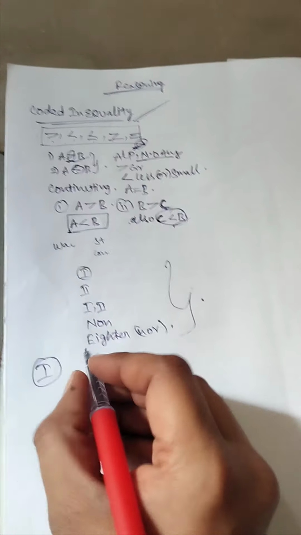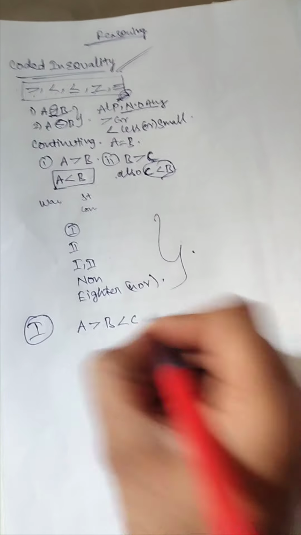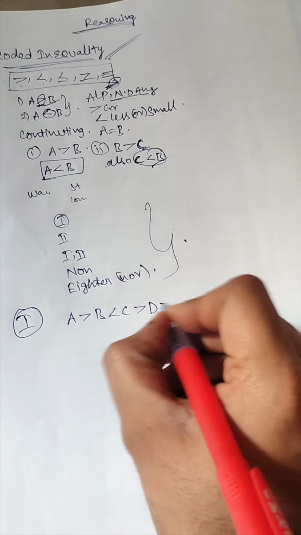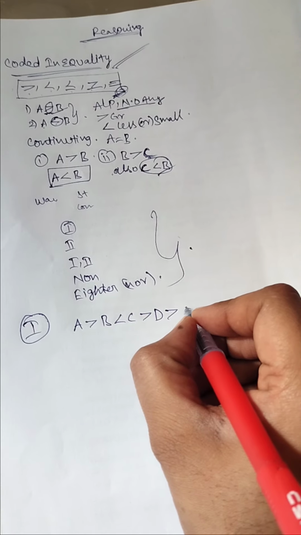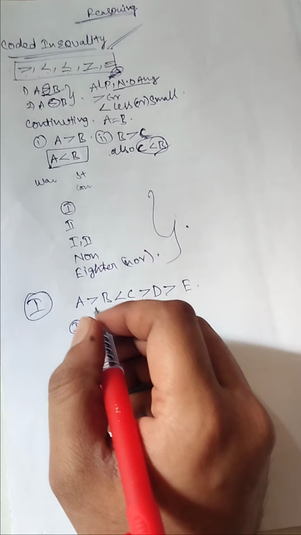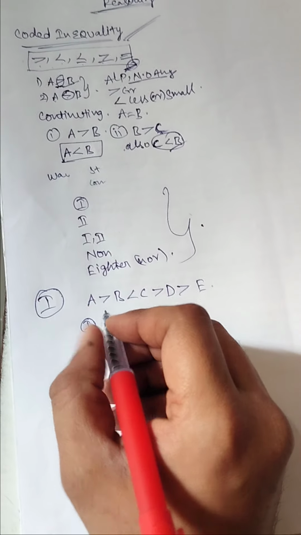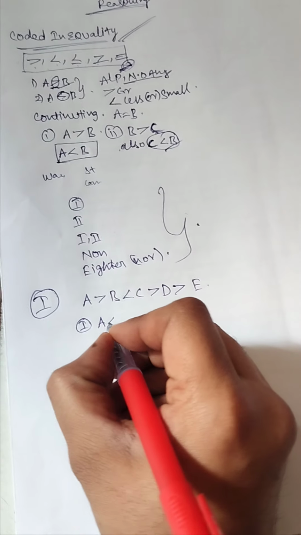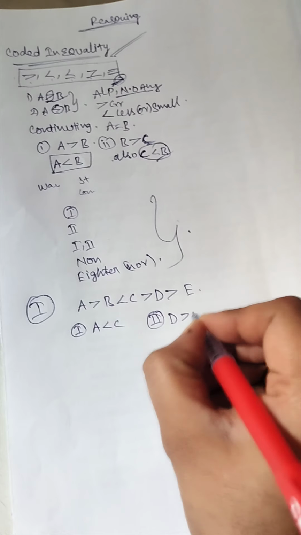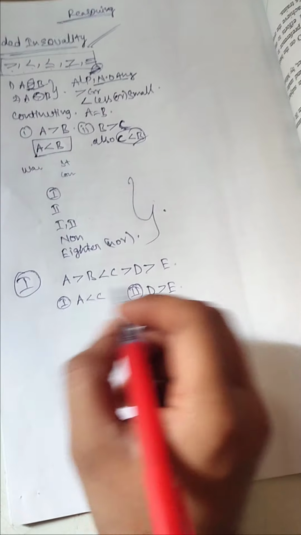Suppose it is written as a greater than b, less than c, greater than d, greater than e. And in the conclusion it is given: a less than c, d greater than e. So we have to find whether each relationship is correct or not.